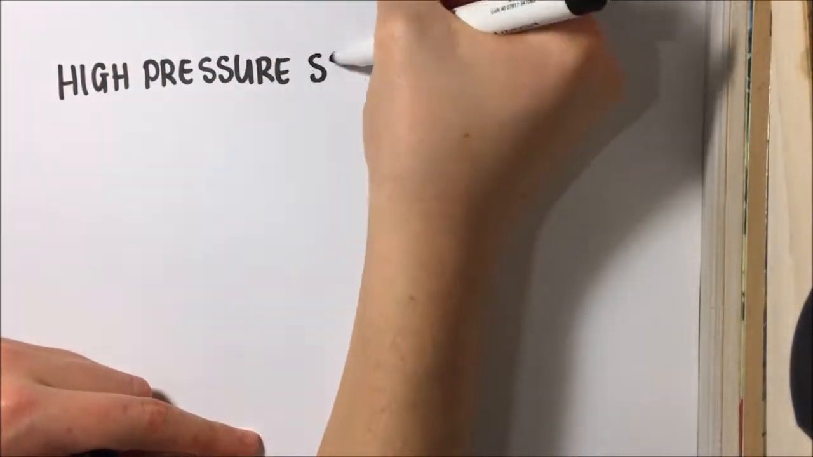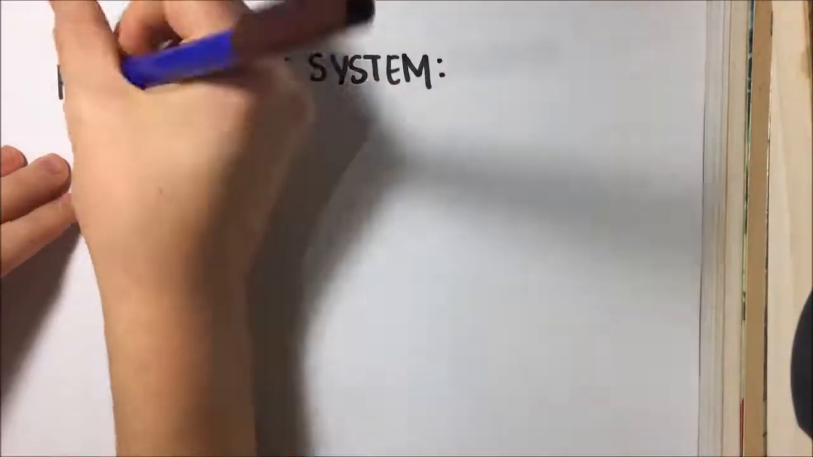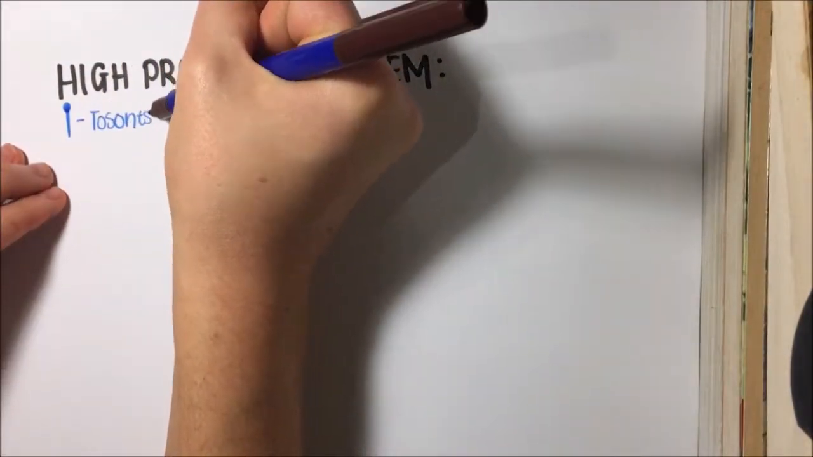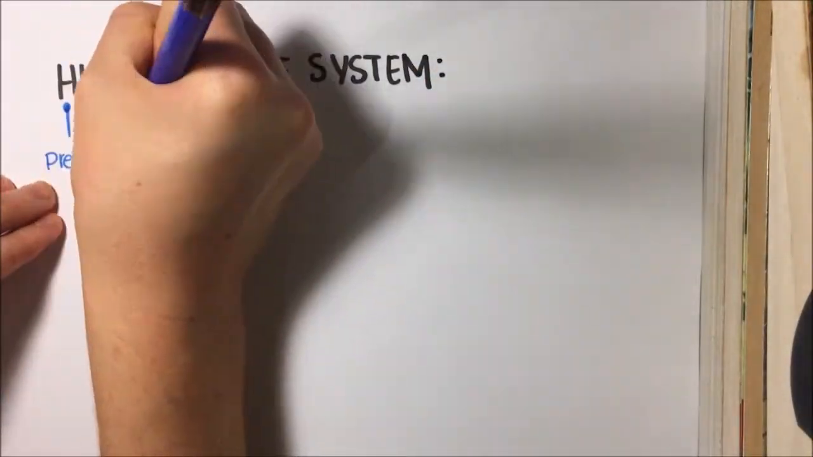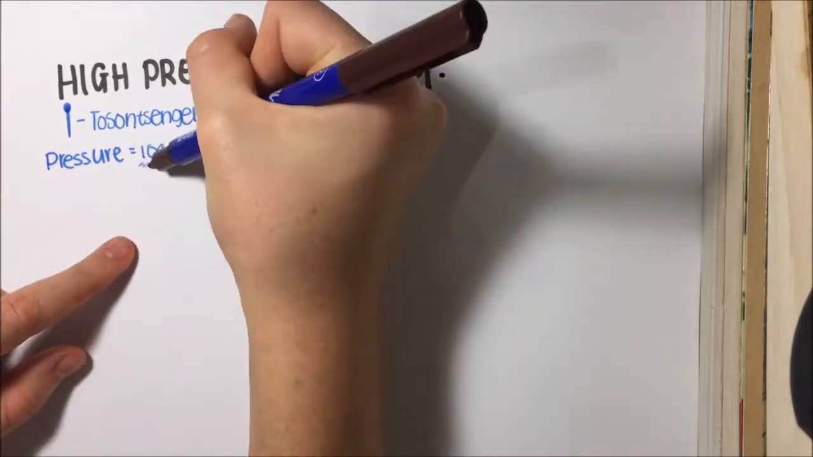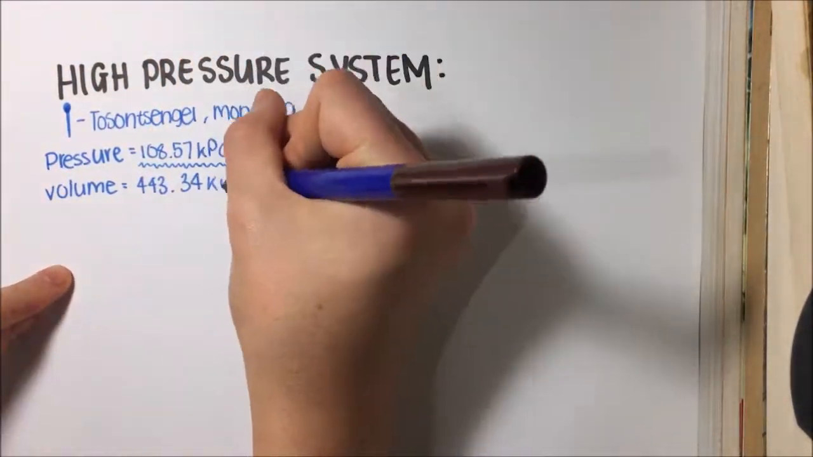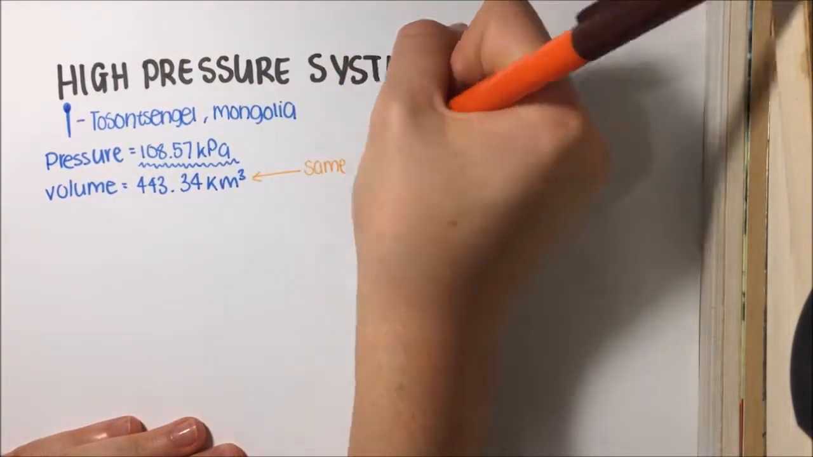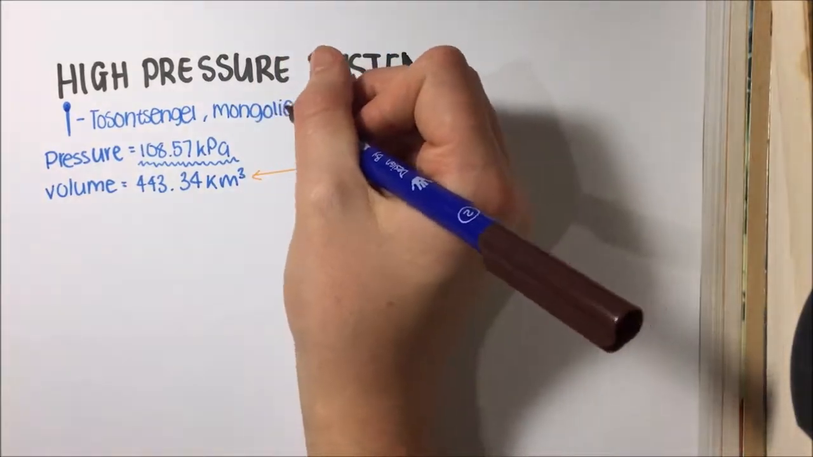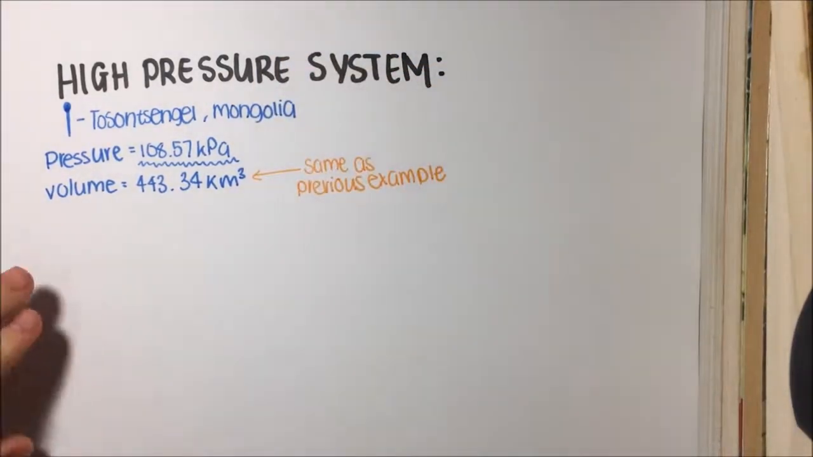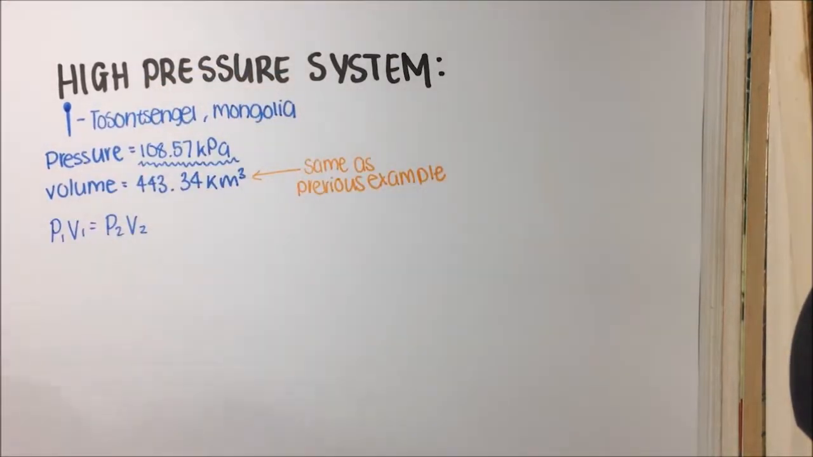The maximum high-pressure system recorded was in Tosontsengel, Mongolia, with a pressure of 108.5 kilopascals, a very big comparison to 87 kilopascals that was measured during Cyclone Kerry. If we assume the same volume as the previous example of our truncated cone, 443.34 kilometers cubed, our equation is, like before, P1V1 equals P2V2.